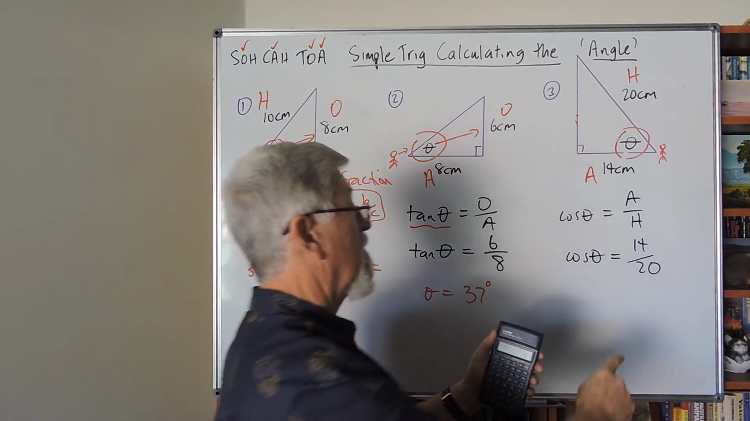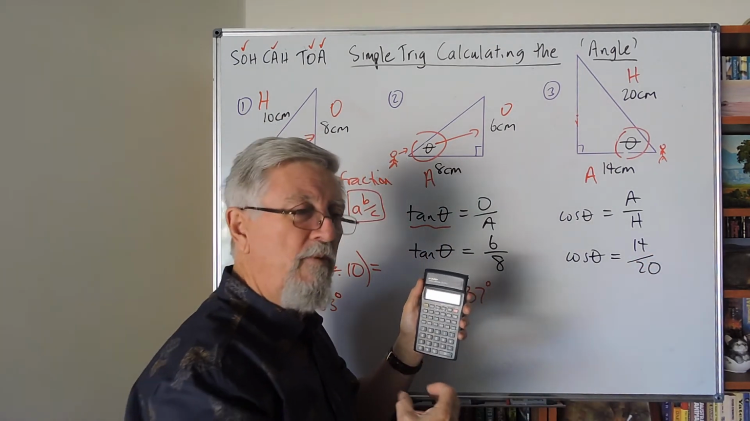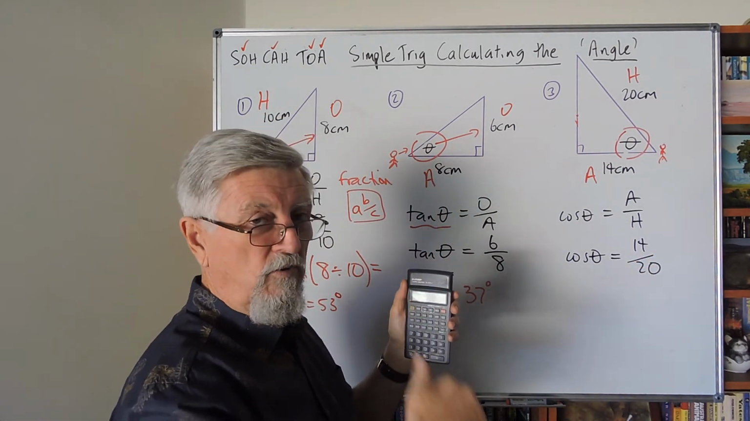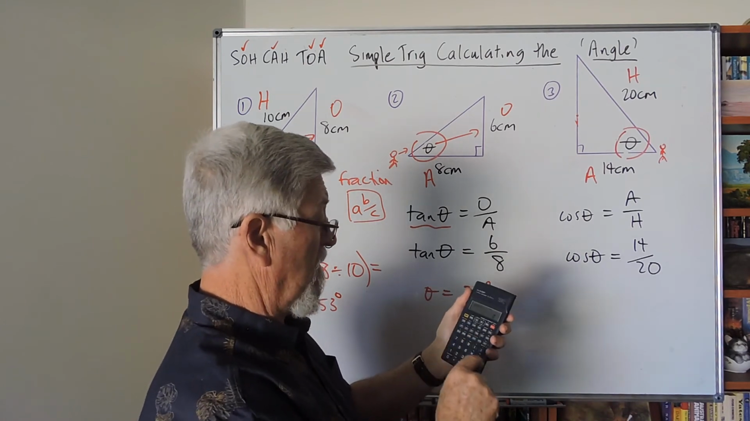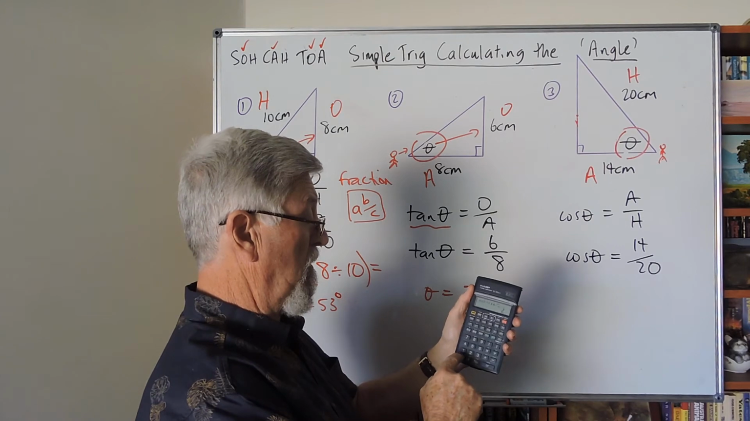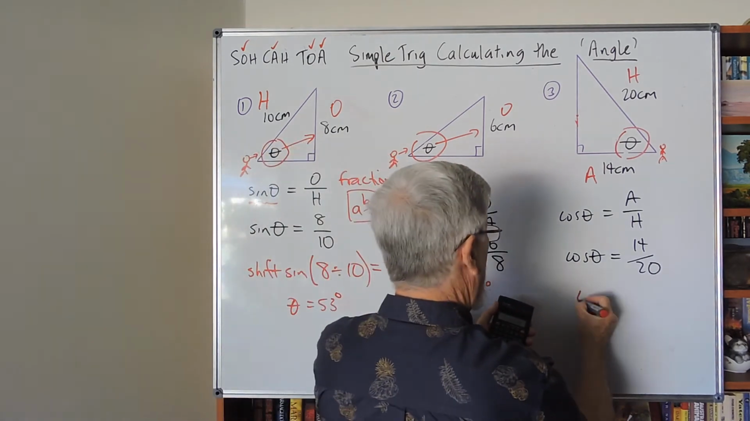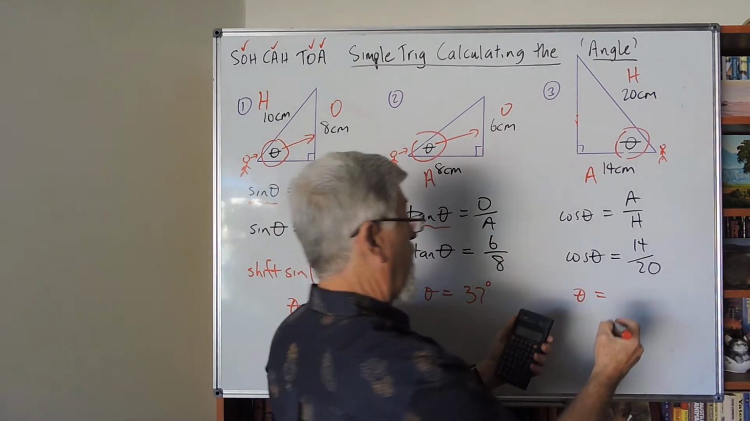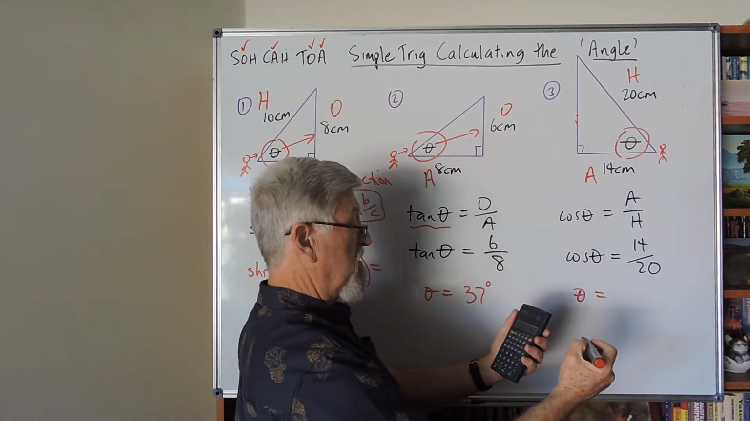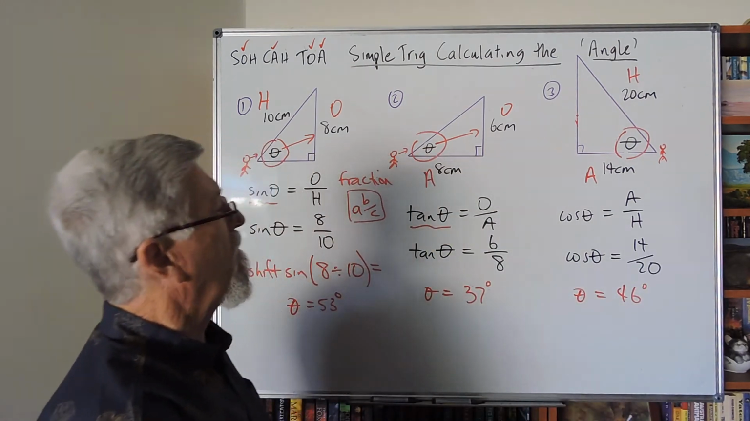And now what do I have to do? Tell the calculator I'm not using 14. It'll interpret what you're saying based on order of operations. So I've got to open the bracket to say I'm typing 14 divided by 20. Close the bracket, press equals, and this time I've got an angle of 45.57, so it's closer to 46 degrees than it is to 45 degrees.